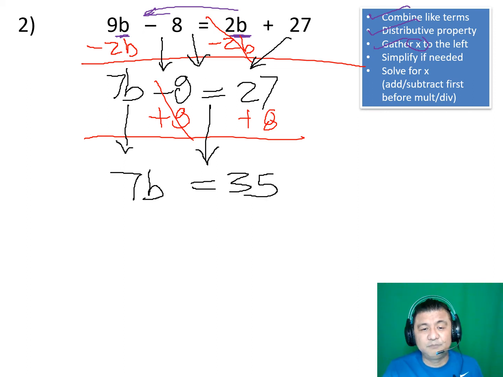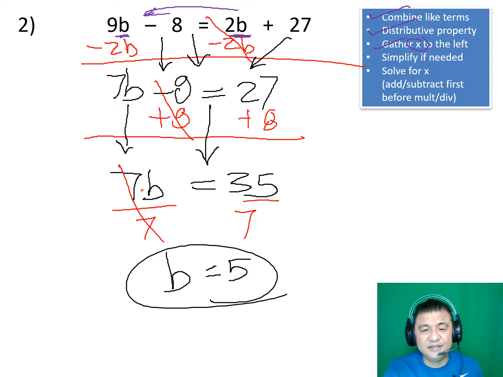Last step so that b will be alone. Opposite of times is divide to the left, divide to the right. I showed it. b is equal to 5. All right, so that's the value of b.